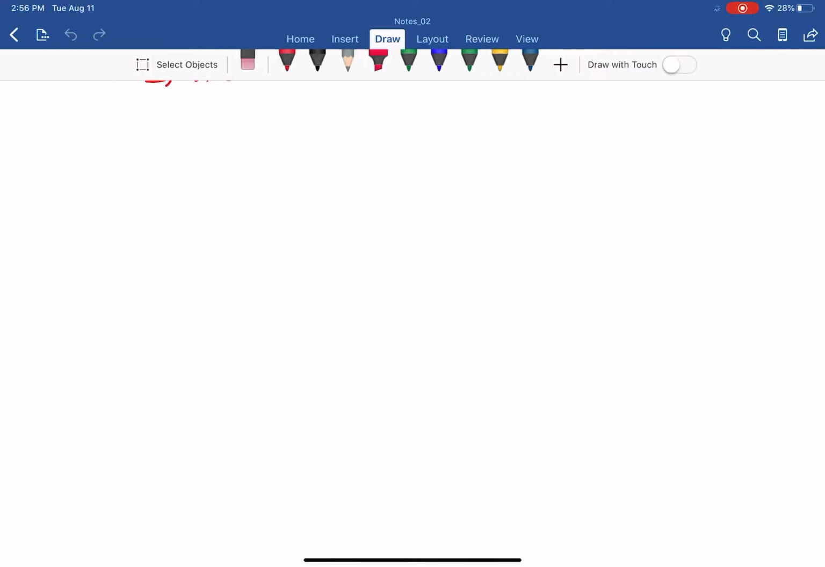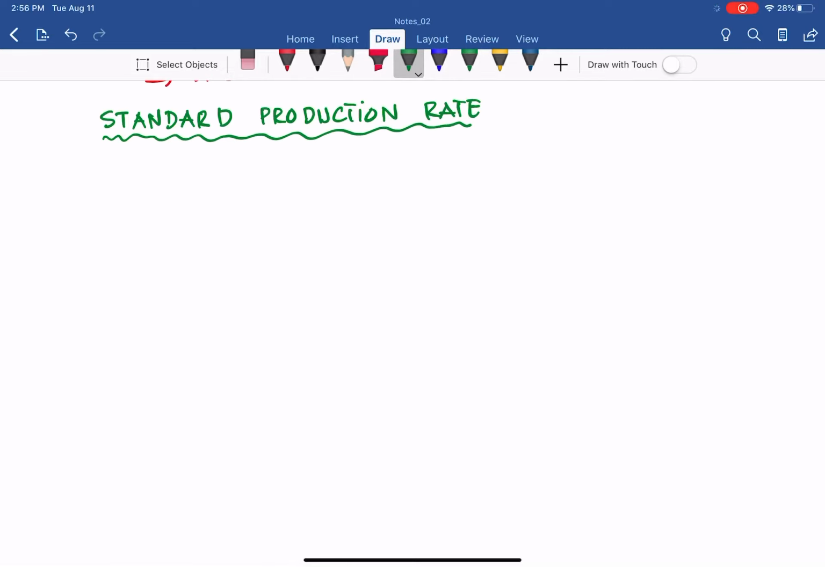The concept that we are talking about is the production rate, and the first is how to determine the standard production rate of a machine. Standard production rate, and that is measured with R. And what does that mean in terms of definition? That is the number of output units per unit time.